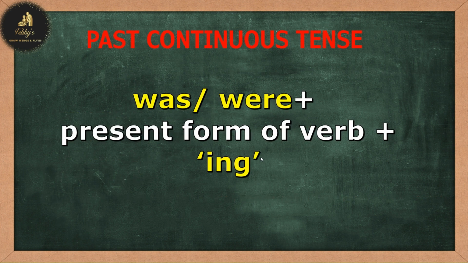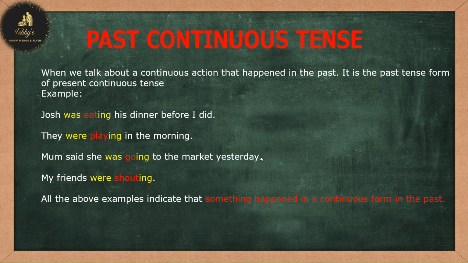It is simple to understand past continuous tense. Just follow the formula given: was or were. Add present form of verb to it and then follow it by ing. Let's have a look at the examples again. Check the yellow letters and words.